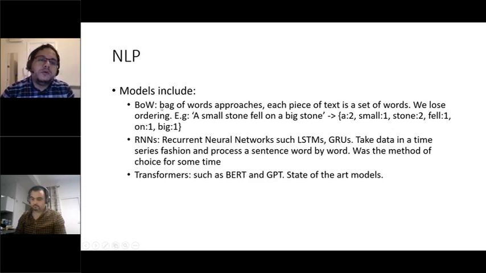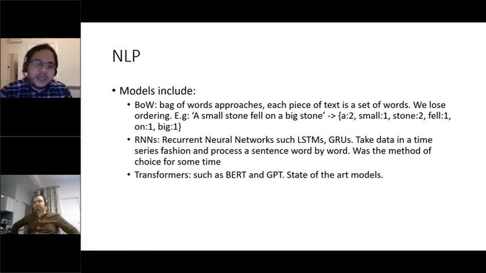We take the bag of words: each piece of text is considered as a set of words. For example, a small stone fell on a big stone, and we convert it into something like this. We have two A's, one small, two stones, one fell, one on, and one big. So we convert this text into something like a set. But you can see that when we do that, we are going to lose the order of the words.